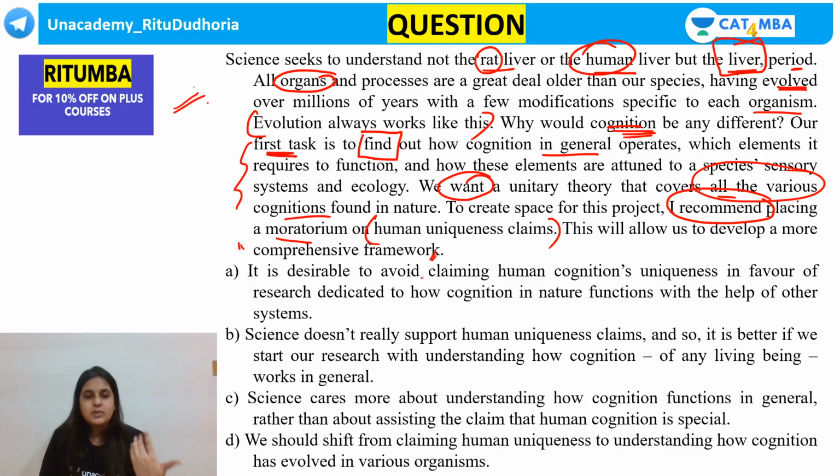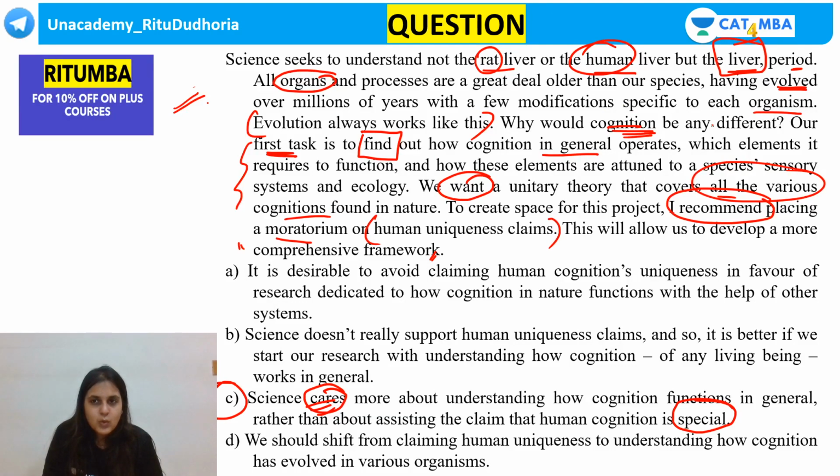Okay. So come on, let's go through the options, guys. Now, comparison and elimination. I'm sure that all of you, without a doubt, would have eliminated answer option C first. C says science cares more about understanding how cognition functions in general rather than about assisting the claim that human cognition is special. First of all, science cares. This is clearly a distortion.